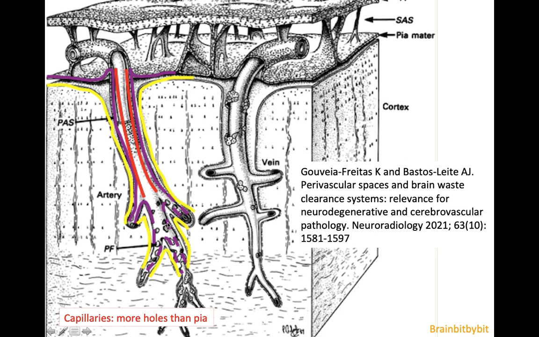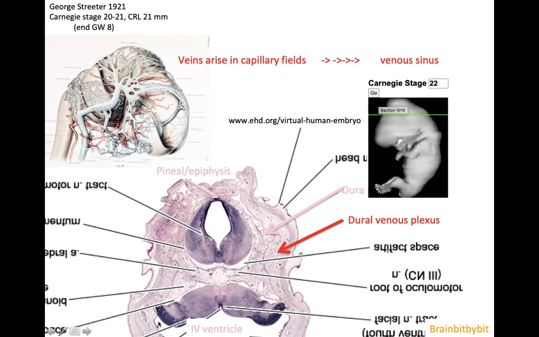When you go to the level of the capillaries, the holes in the leptomeninges or in the pia become larger and larger, and at the level of the smallest capillaries you have more holes than pia. The veins of the brain arise in the capillary fields, and then the veins go to the deep cortical veins, superficial veins, and then eventually to the venous sinus.